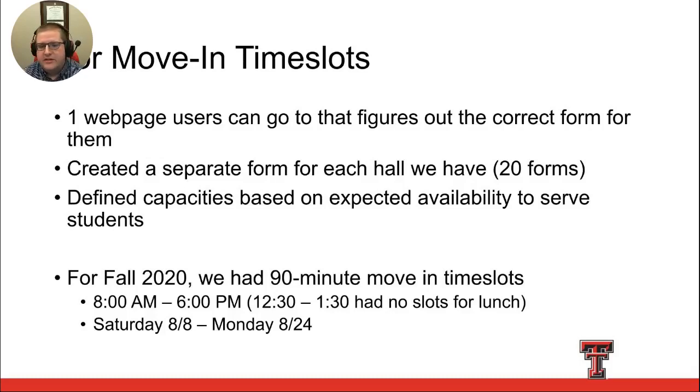Specifically for move-in time slots, we had a couple layers on top of that. I wanted to give y'all a little bit of a reflection on those. So we had one web page that users would go to that figures out the correct form for them. So we were able to market housing.gtu.edu/timeslot, and then that page figures out which hall you were a part of and then which hall you needed to see. But it also bounced people off to our main housing site if they didn't have an application yet, or if they were just a random community member or anything like that. It would send them there.